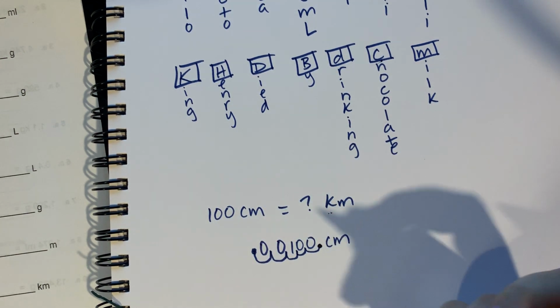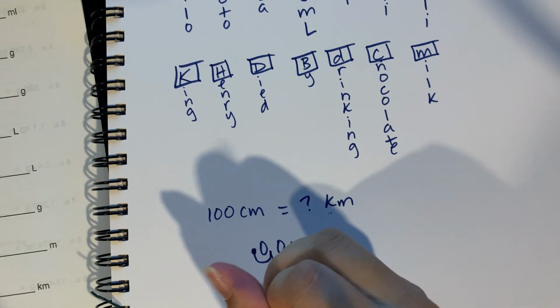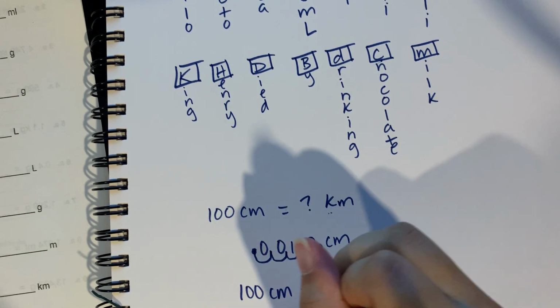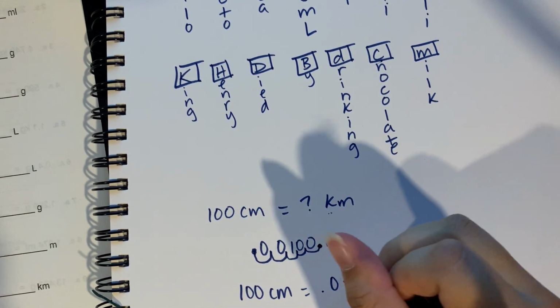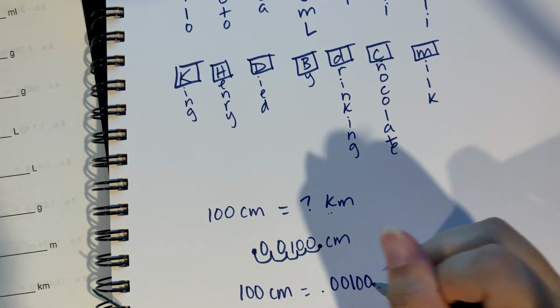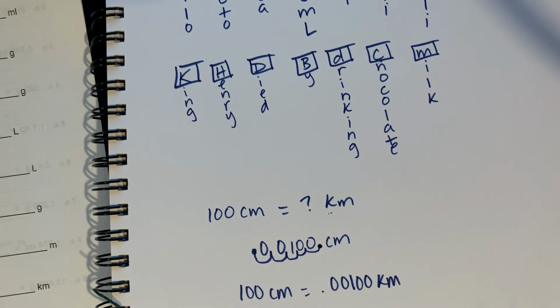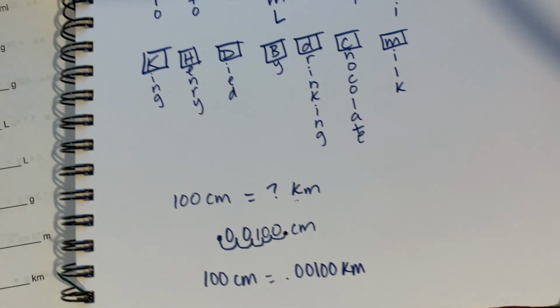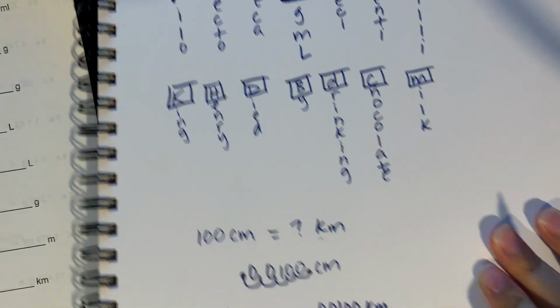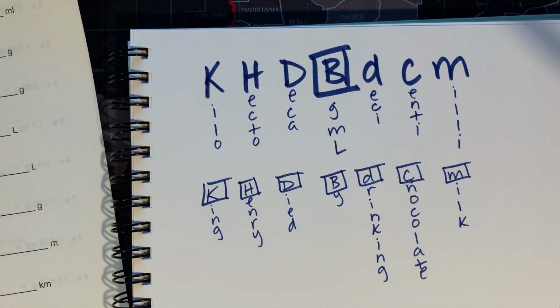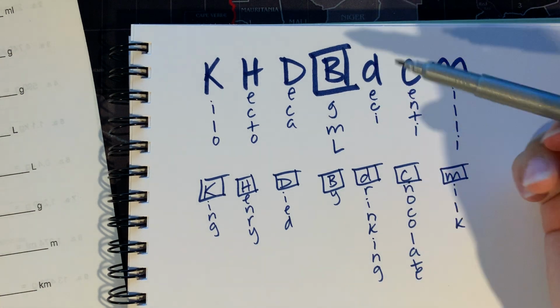Add in my zeros, okay? So 100 centimeters is gonna be equal to 0.00100 kilometers. Okay? Easy as that. The key thing is you have to remember this acronym.